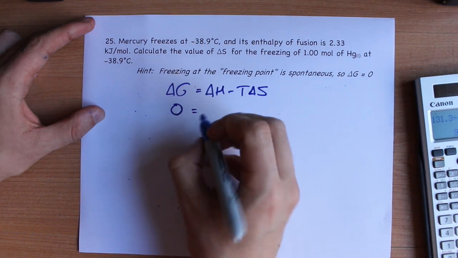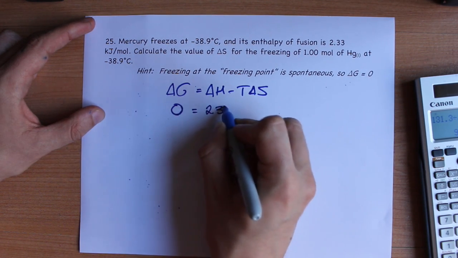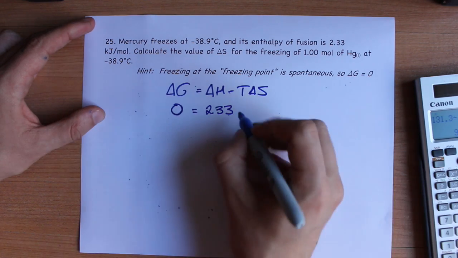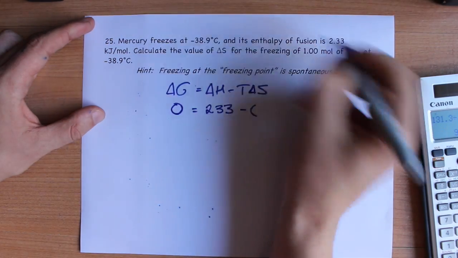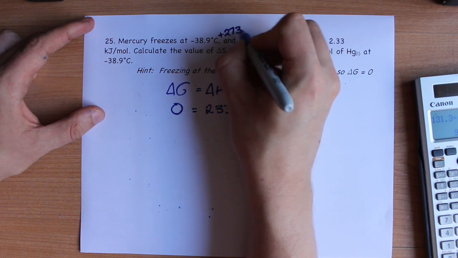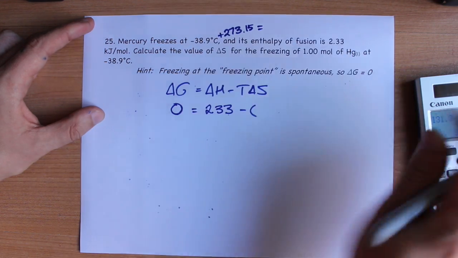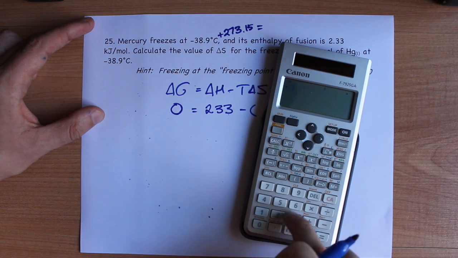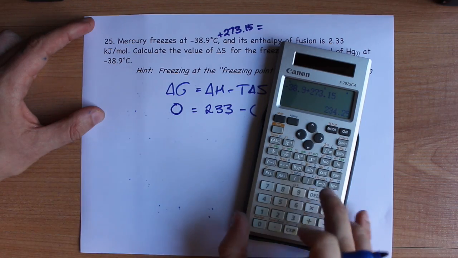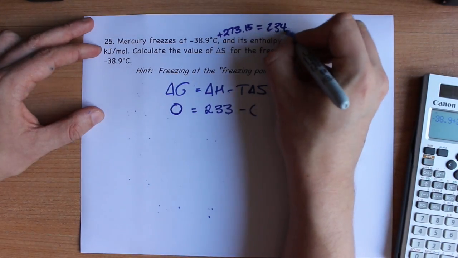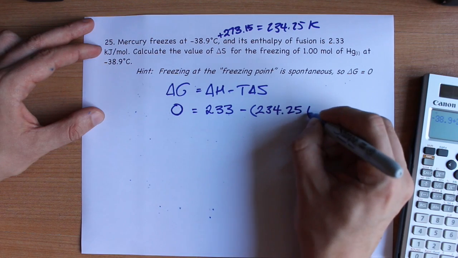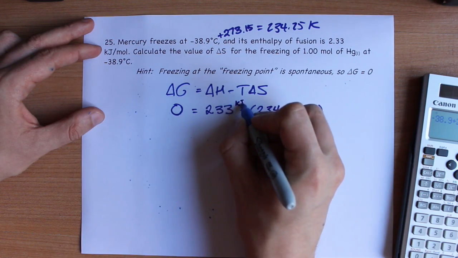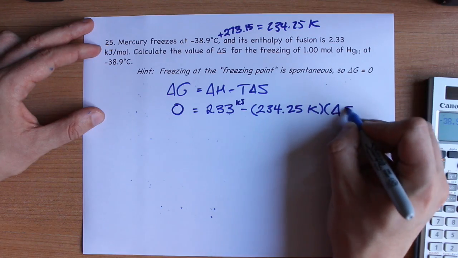Now, delta H was given to us. It was 2.33 kilojoules per mole. We are given the temperature, negative 38.9 Celsius, converted to Kelvin is add 273.15. That's negative 38.9 plus 273.15, which gives me 234.25 Kelvin. You know what, I'll keep the kilojoules here. And the delta S is what we're solving for.